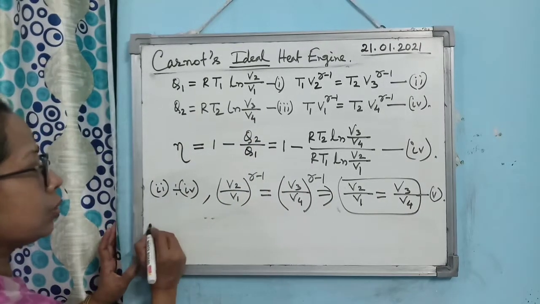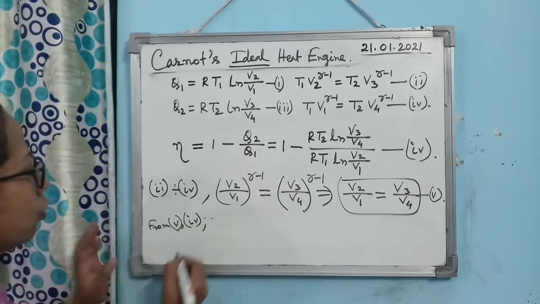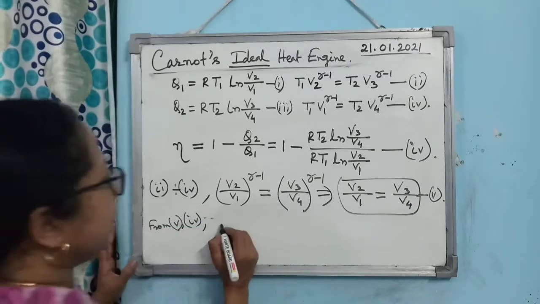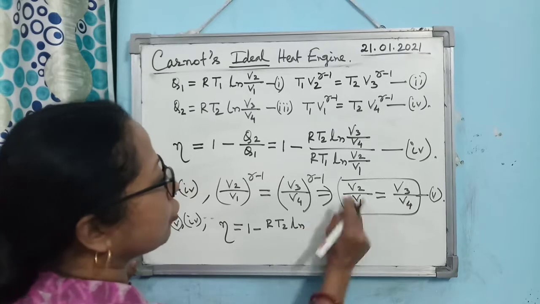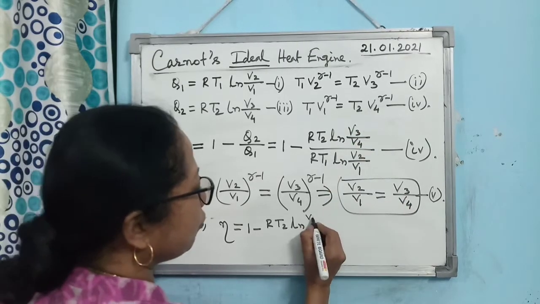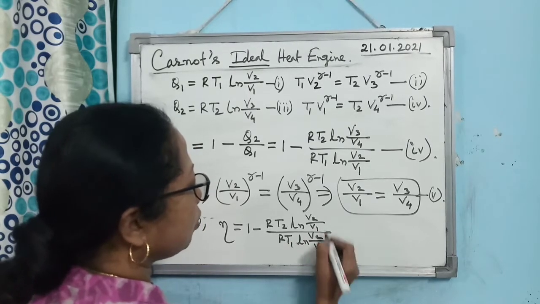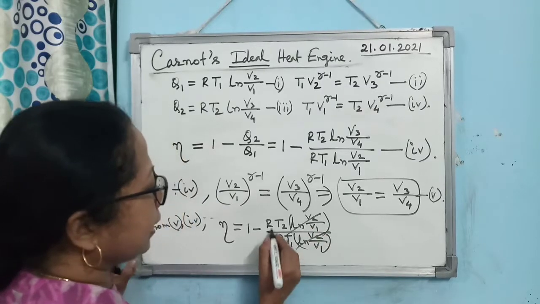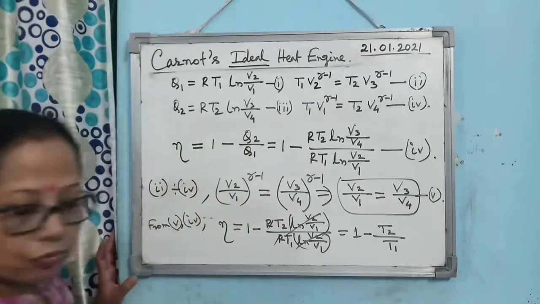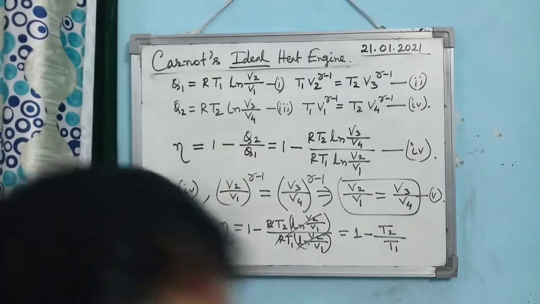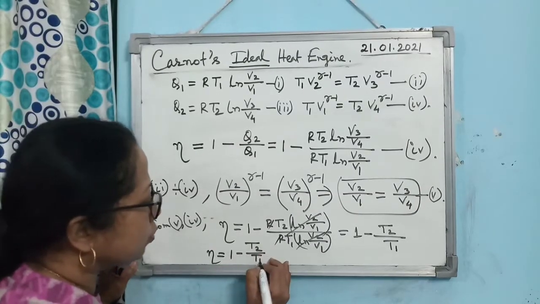So if you substitute the fifth relation in the fourth, then eta you can write as 1 minus RT2 log V3 by V4, which is equal to V2 by V1, and it is also V2 by V1 in the denominator. So you can cancel this. You can also cancel R, and you are getting 1 minus T2 by T1. So what is the expression for efficiency? 1 minus T2 by T1.